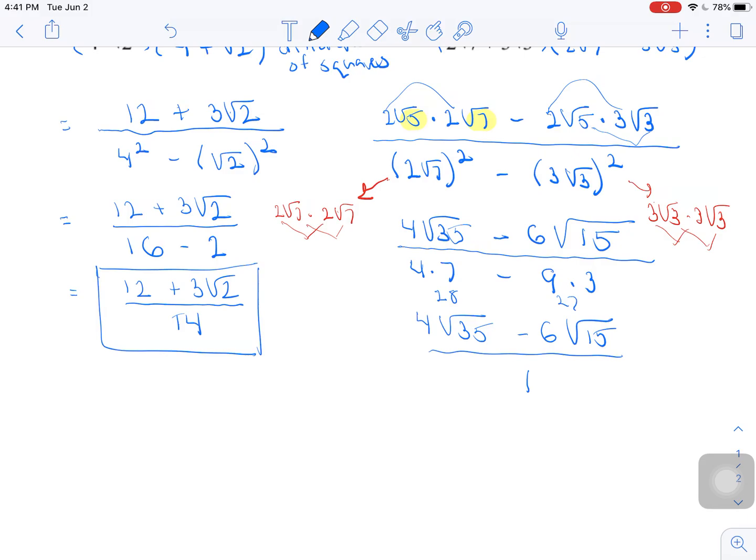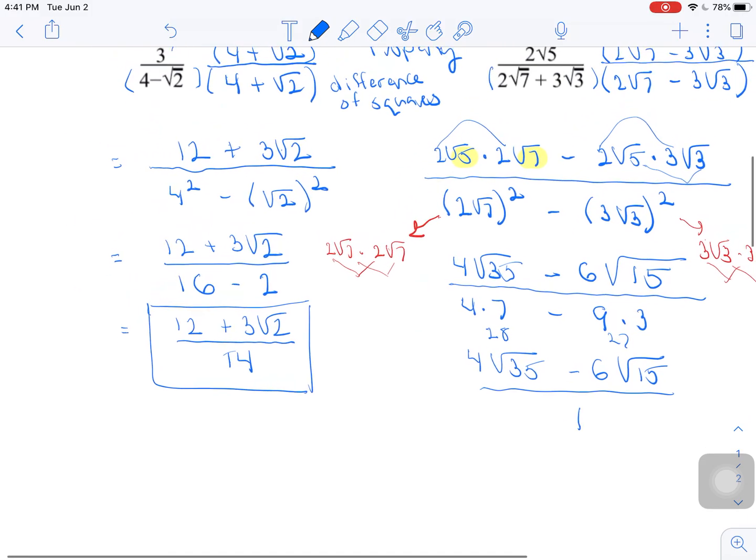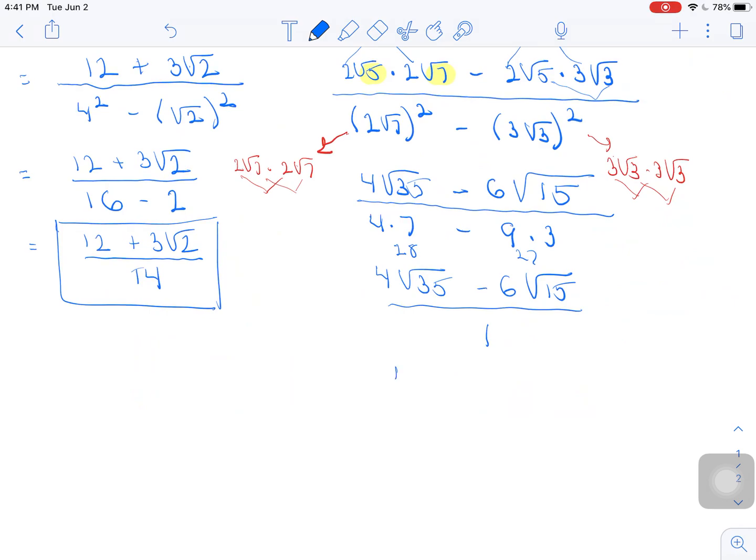So rather than saying 4 times the square root of 35 minus 6 times the square root of 15 over 1, I could just say, okay, the answer is 4 times the square root of 35 minus 6 times the square root of 15. And that would be my final answer.